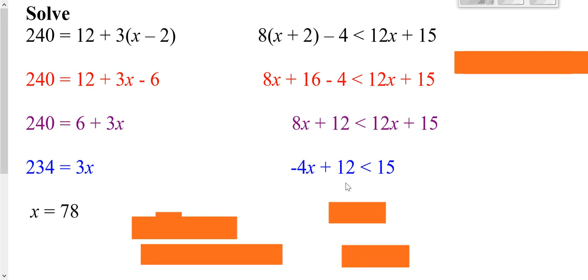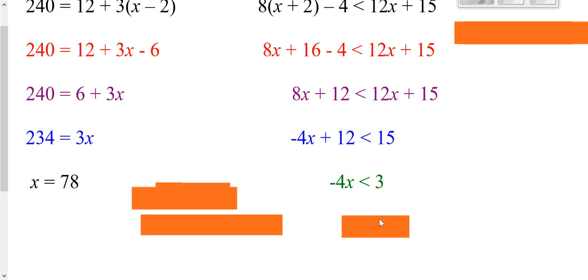Now we'll get rid of the 12 by subtracting a 12 from both sides. Now we'll have to go ahead and divide both sides by negative 4. And when you divide both sides of an inequality by a negative, or multiply both sides of an inequality by a negative, then you need to remember to switch your inequality sign. So divide both sides by negative 4 switches your inequality sign from a less than to a greater than.